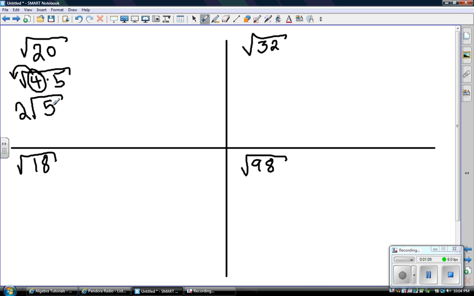Now, 5 can't be simplified any further. It's not a perfect square. It doesn't have any factors that are perfect squares. So this is the simplest that we can get the square root of 20. It's going to be 2 times the square root of 5. And that's our solution.